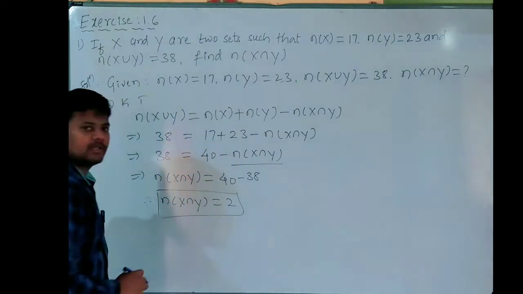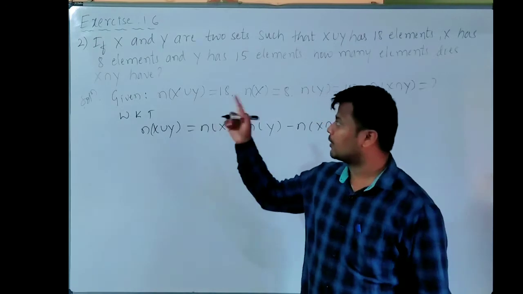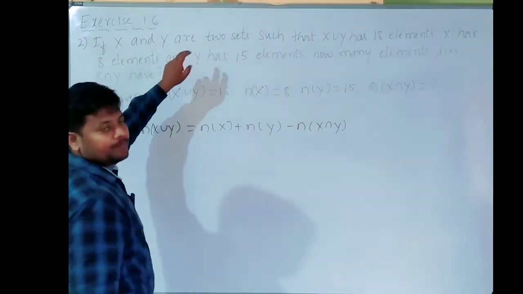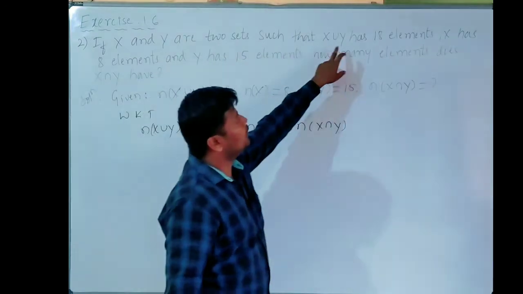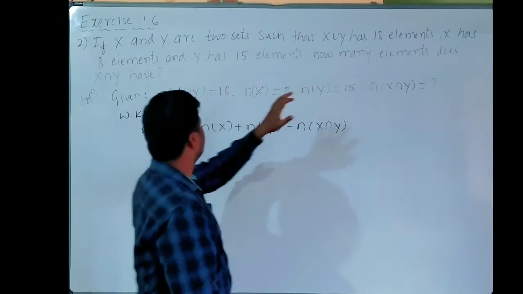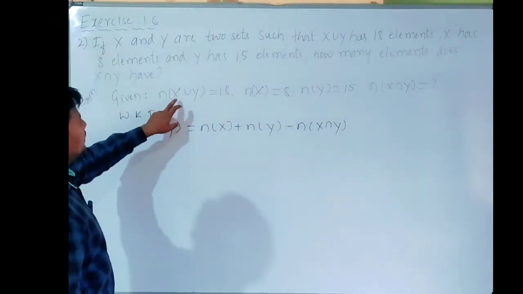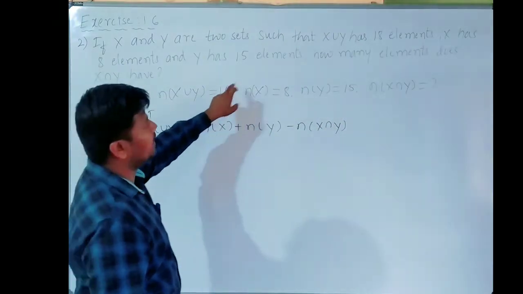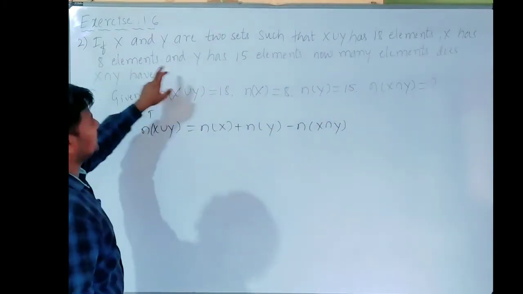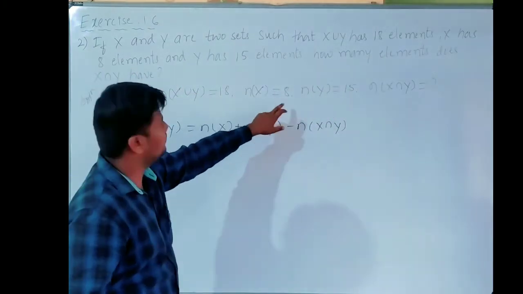Okay, note this down. Second question. If x and y are two sets such that x union y has 18 elements, then the given thing is n of x union y equals 18. Next, x has 8 elements, that's why n of x equals 8.